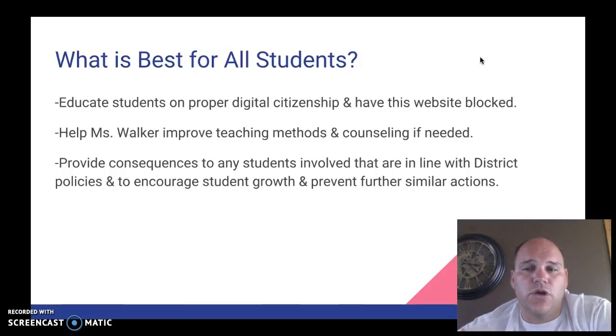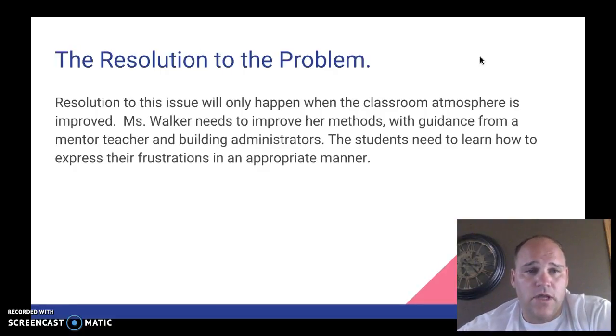Something that shows that the district is not going to have any leniency with this. As resolution to the problem, we're going to know this problem's over when the classroom atmosphere is improved.